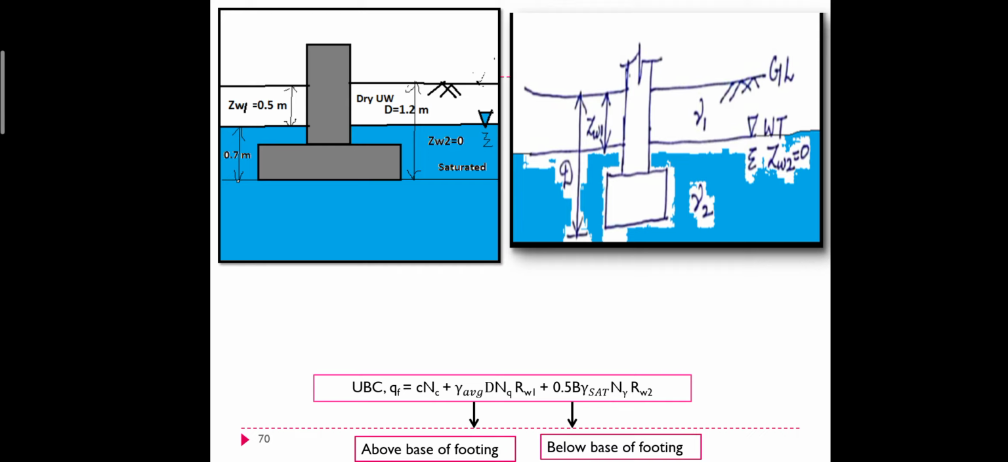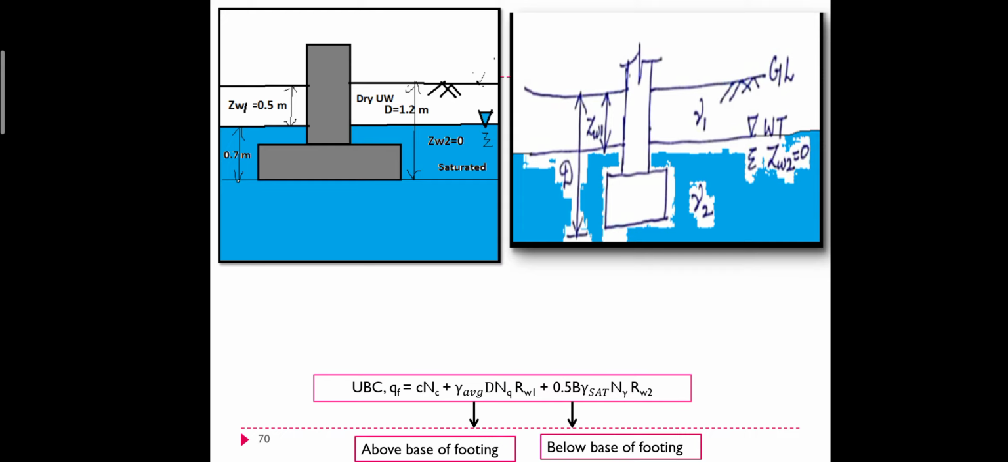It should always start from மேலே base of the footing கீழே இருந்தால் தான் ZW2 வரும். ZW2 வந்து base of the footing மேலே போயிருச்சுன்னா இருக்காது. So ZW2 is 0 here. And what is ZW1? It is the distance from the ground level to the water table, or from the ground level to the base of the footing, whichever is smaller. இங்கே எது smaller? Ground level to water table is smaller, so that depth is taken as 0.5.